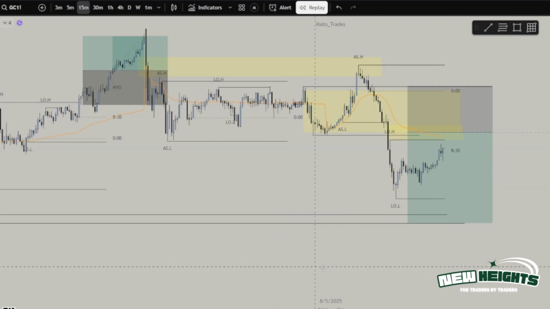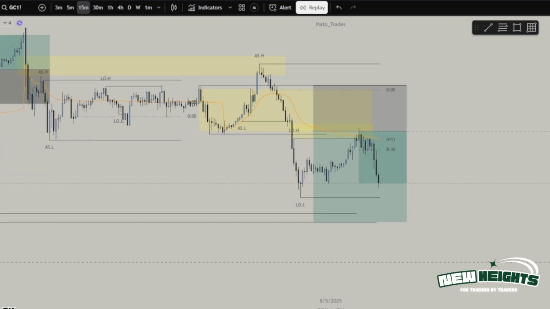Speed this up a little bit. Gold does move a little slower. We tagged in. We get our TP.